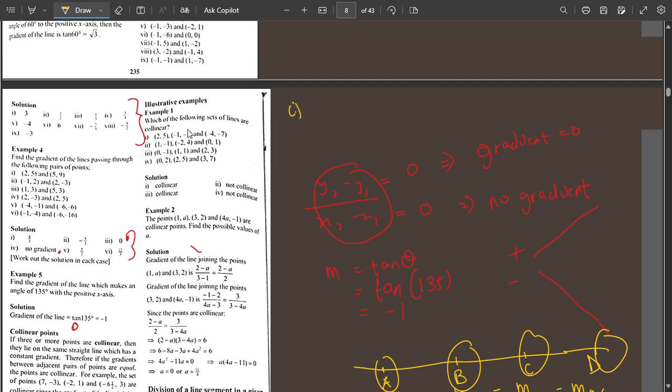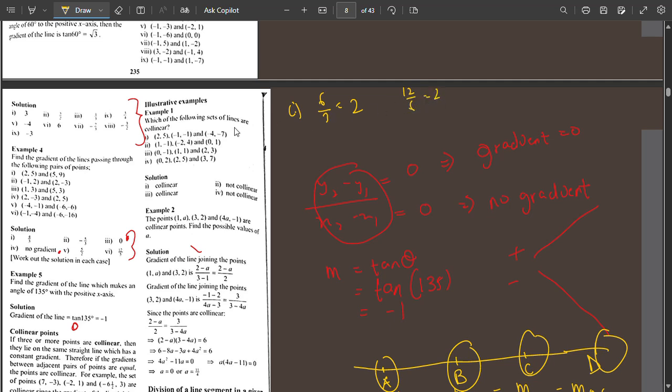So let's see. In I, let's take the first two points. I find the gradient to be 5 minus 1, that's 6, over 2 minus 3, that is 2. The gradient is 2 for the first two. Let's take the first and then the last. When I take the first and the last, I have 5 minus 7, that is 12, and then 2 minus 4, that's 6. I also have 2 again.